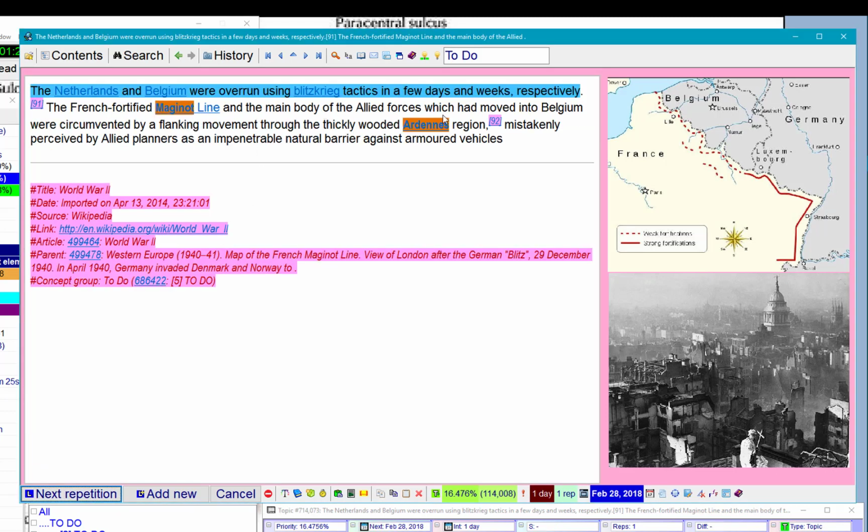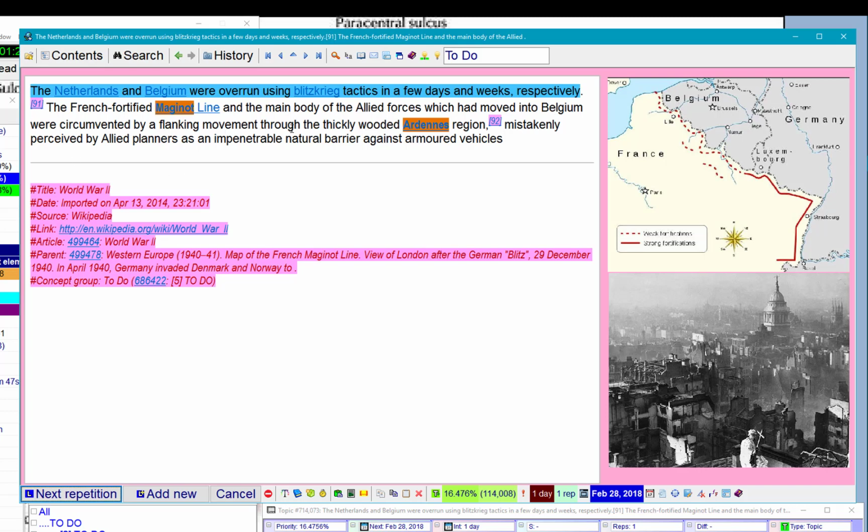This one is interesting because we already have two clauses. The question is, do we need more? The French fortified Maginot Line. Do you want to remember it was the French? Now, even the name tells you that. So the main body of Allied forces which had moved into Belgium. Belgium is in the north, it's obvious. Or is it?